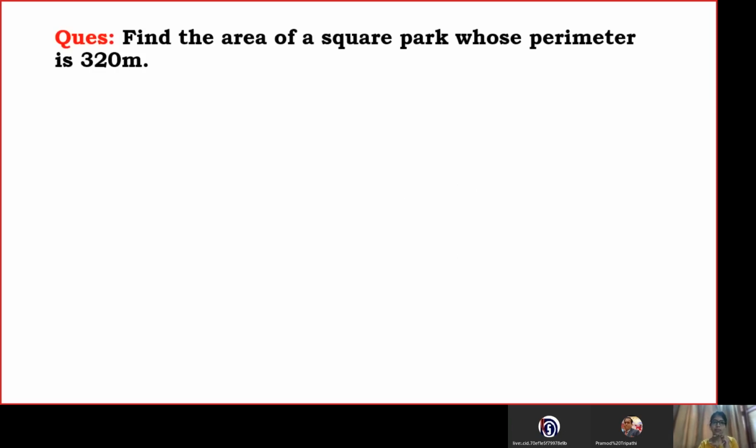Okay. Now moving on, let us try some questions based on the formulas. Find the area of a square park. Yes. Ma'am, one question is there.